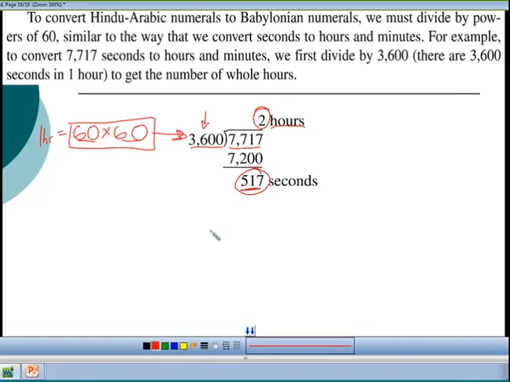So if I'm trying to convert to hours, minutes, seconds, we have to divide this 517 by 60 again, so we could figure out we've got 2 hours and how many minutes. And so we're going to do that division right now.